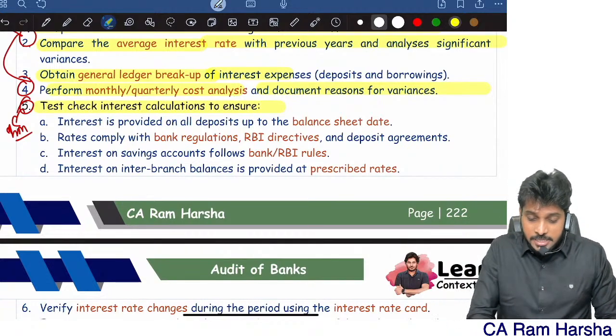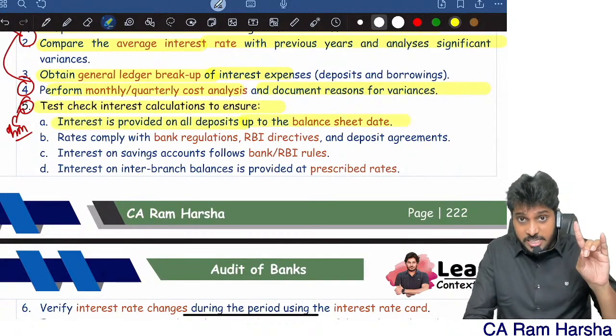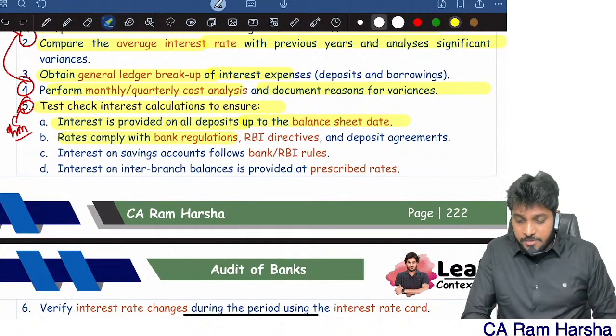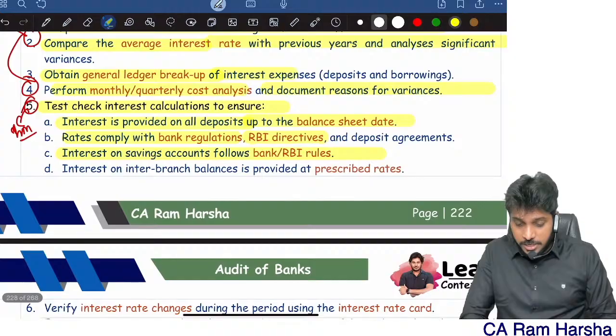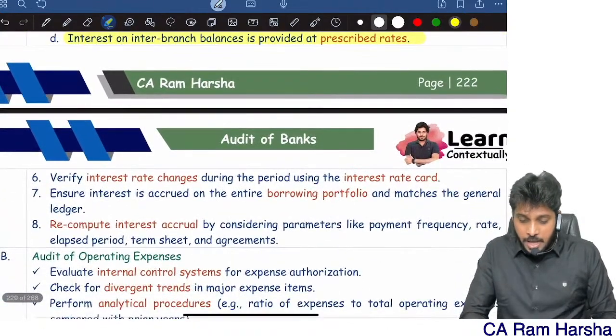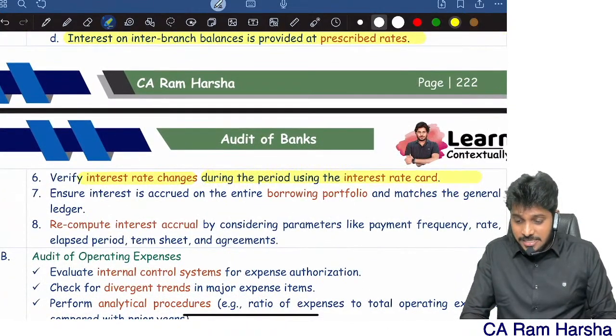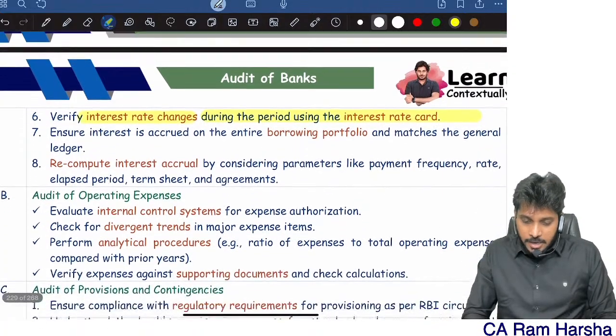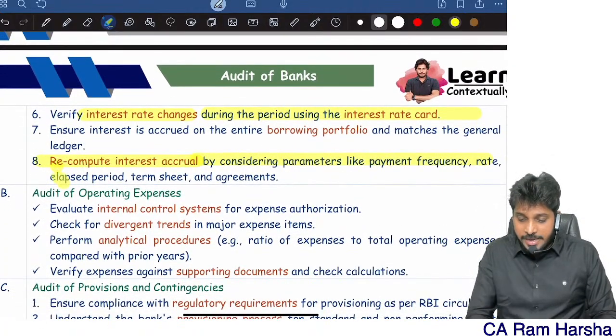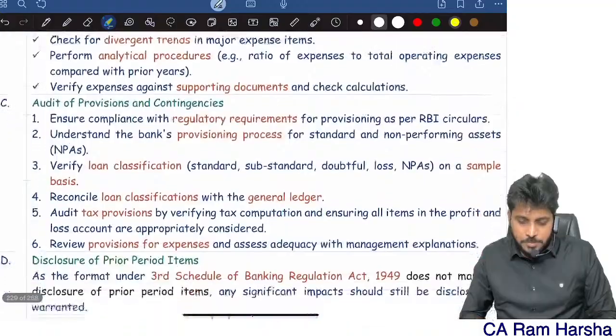See that interest is provided on all FDs up to the balance sheet date. Rates comply with bank regulations and RBI directives. Interest on savings accounts follows the bank rules. Interest on interbranch is provided. Also see that interest rate changes are as per the rate card. And recompute the interest accrual by considering various parameters.